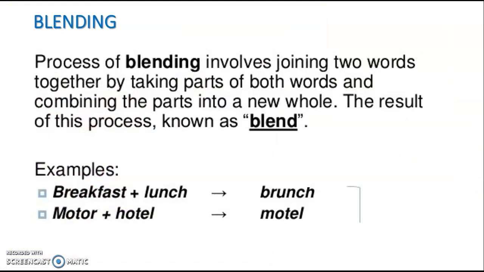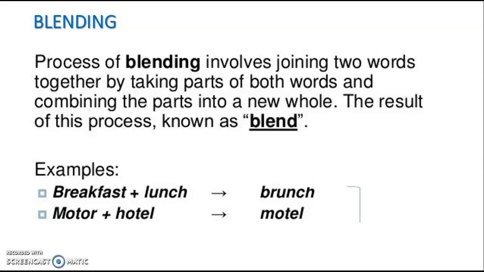Let's see another one, and it's called blending. Blending involves joining two words together by taking parts. So pay attention to this. Compounding is to take the terms as they are. We are not removing, we are not adding anything, we are just taking those words. But blending is taking parts of these two words, combining them into a new whole, and the result is named a blend.